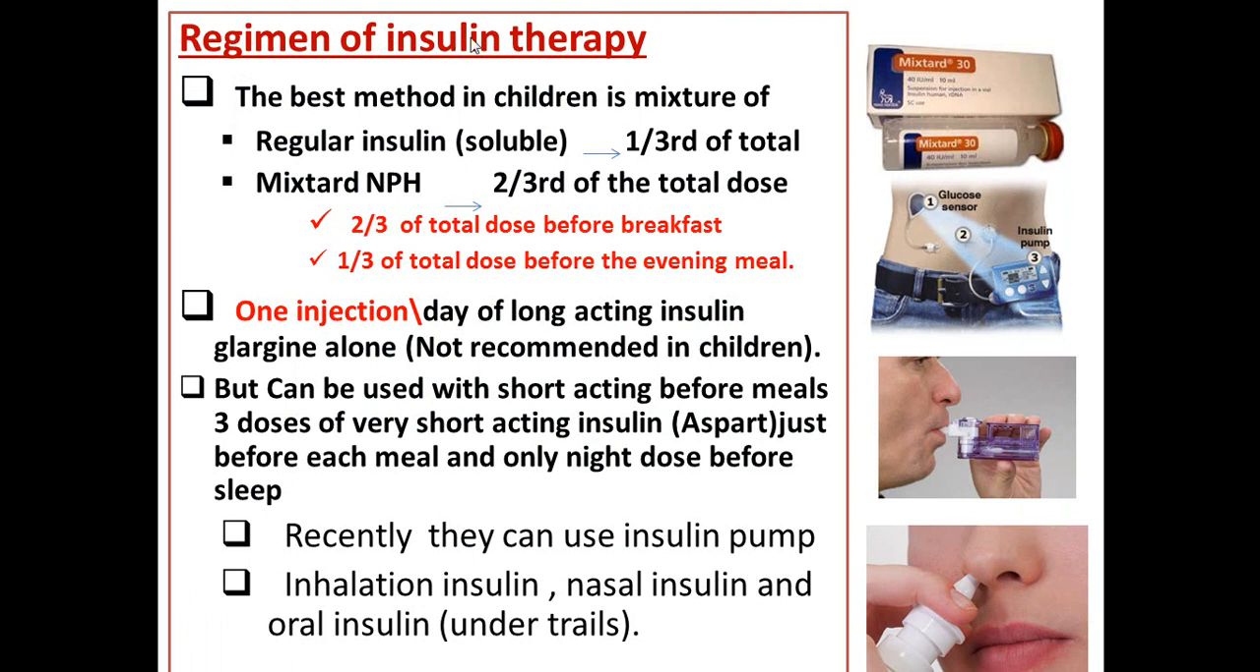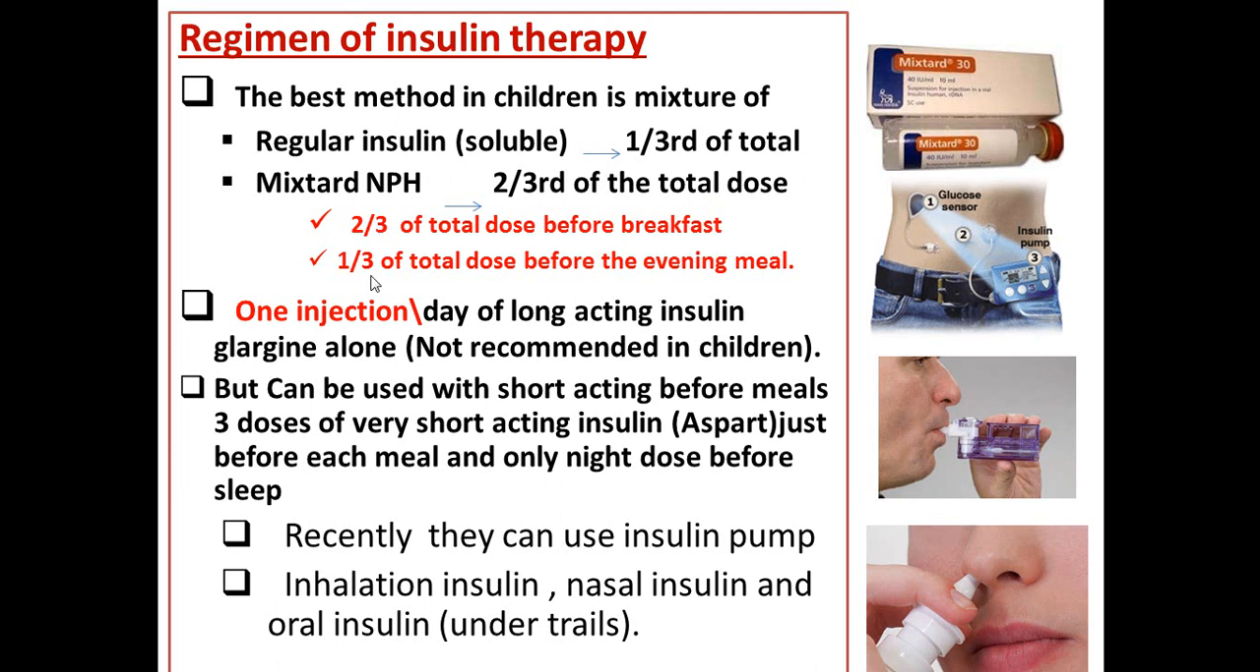So the regimen of insulin therapy. The best method is a mixture in children. We have to use 2 drugs at the same time, and we have to calculate the amount properly. We may use the regular insulin, as we know, we call it now soluble insulin, and the dose required is 1/3 of the total required dose. And the mixed protamine insulin is equal to 2/3 of the total dose. So 1/3 of the total dose is soluble and 2/3 is mixed, which is medium acting.